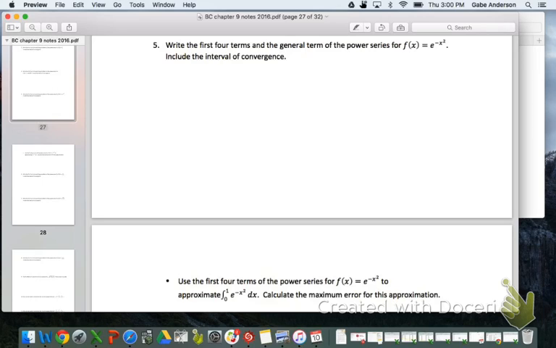What we're going to do is use a known series to help us do this. The series that we should already know is this one. We should remember that e to the x is equal to 1 plus x plus x squared over 2 factorial plus x cubed over 3 factorial plus ... plus x to the n over n factorial. So we're presupposing that we remember this, and this is what we're going to base our new series on.